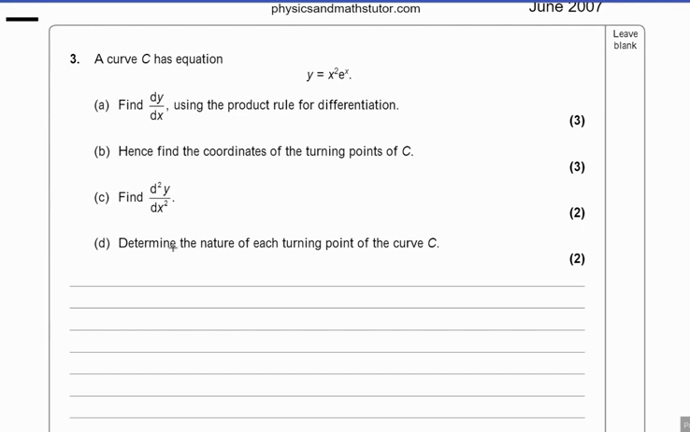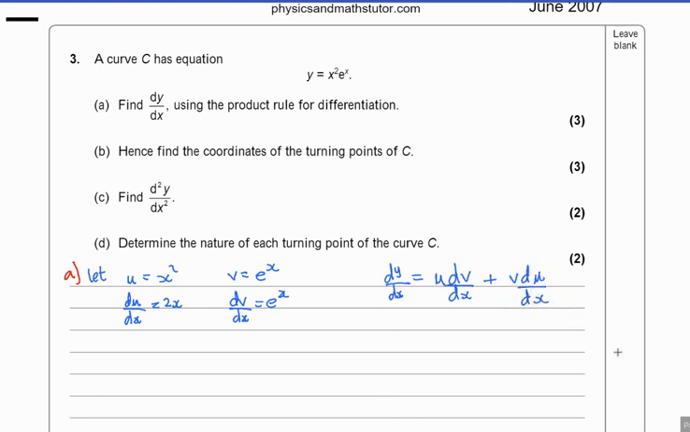Moving on to this question now. It says find dy/dx using the product rule for differentiation. So that's good. They've told us what they want us to do. So we let u equal x squared, v equal e to the power x. We have du/dx is equal to 2x, dv/dx equals e to the power of x. Okay, then the product rule for differentiation, just going to write it here. dy/dx is equal to u times dv/dx plus v times du/dx.